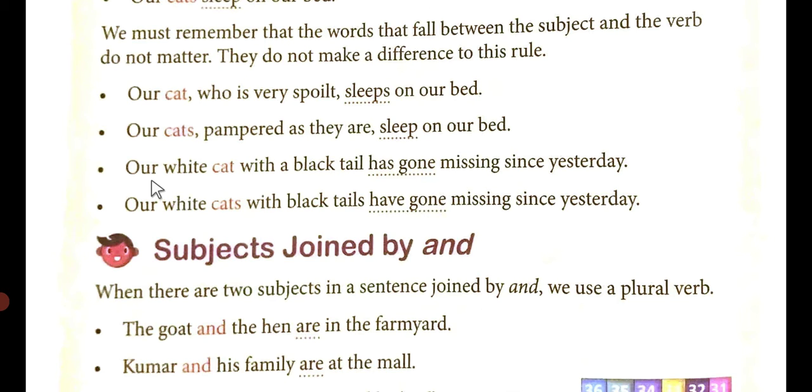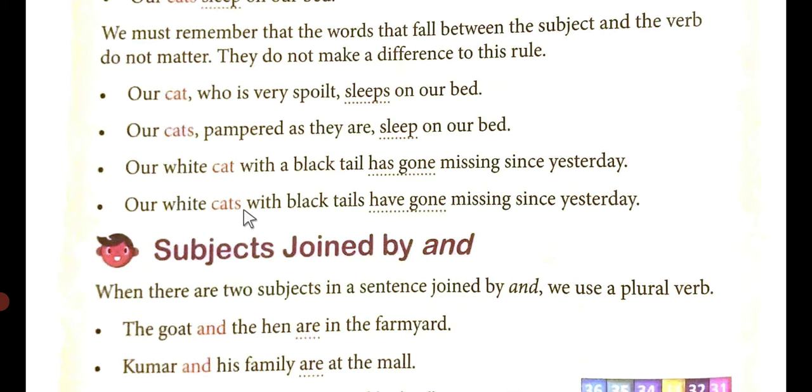Now, third sentence. Our white cat with a black tail has gone missing since yesterday. So, white cat. Cat is singular number, has gone is the verb, and with a black tail is the words that fall between the subject and the verb, and it doesn't matter.